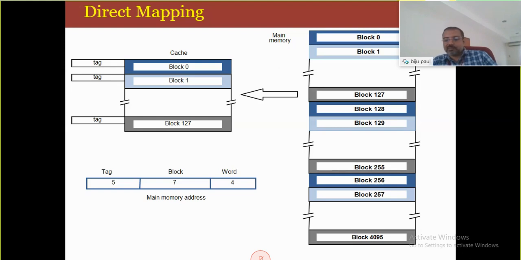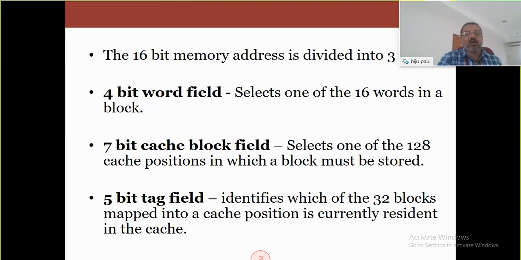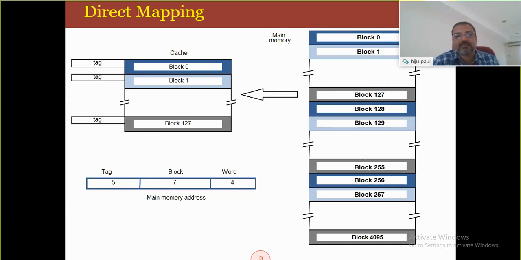Okay. Now, how is the mapping done? I'll try to explain. The least significant 4 bits of the 16 bits are used for finding the word, finding the location in each block. You can see a main memory address diagram below with 3 columns. Here the 4 least significant bits are used to identify the location within each block. Why 4 bits?